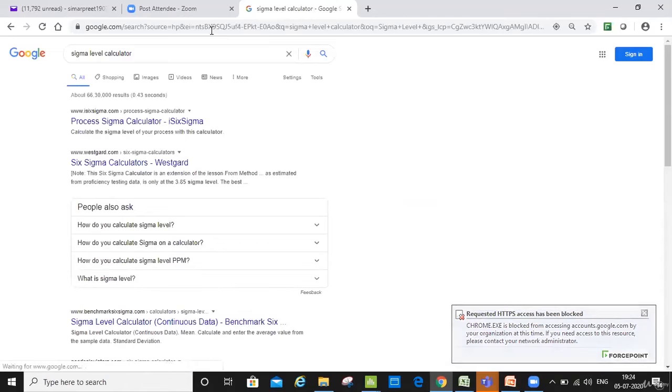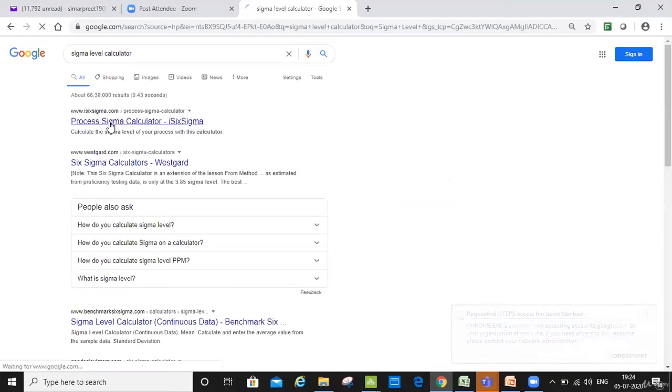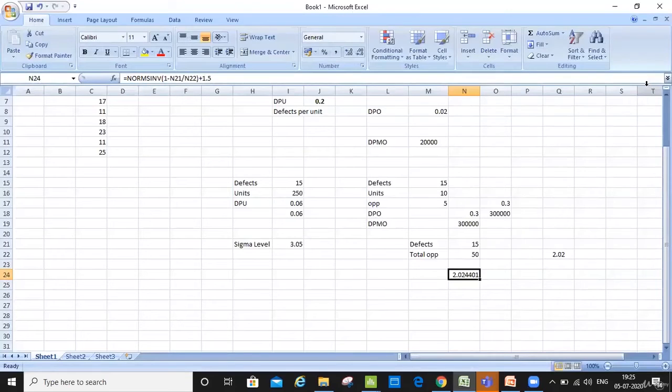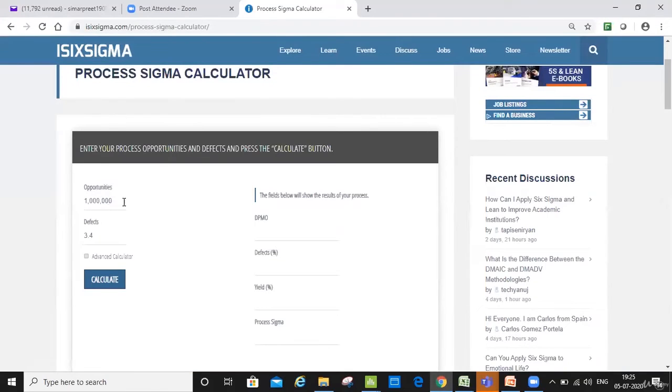So I just enter Six Sigma calculator here on Google. I click on the first link which says Process Sigma calculator, which is from isigma.com. So let me use the same example, 15 and 50, right? Here I mentioned, so opportunities are 50 and defect is 50. Okay. I click on calculate. You see the process sigma is 2.02.